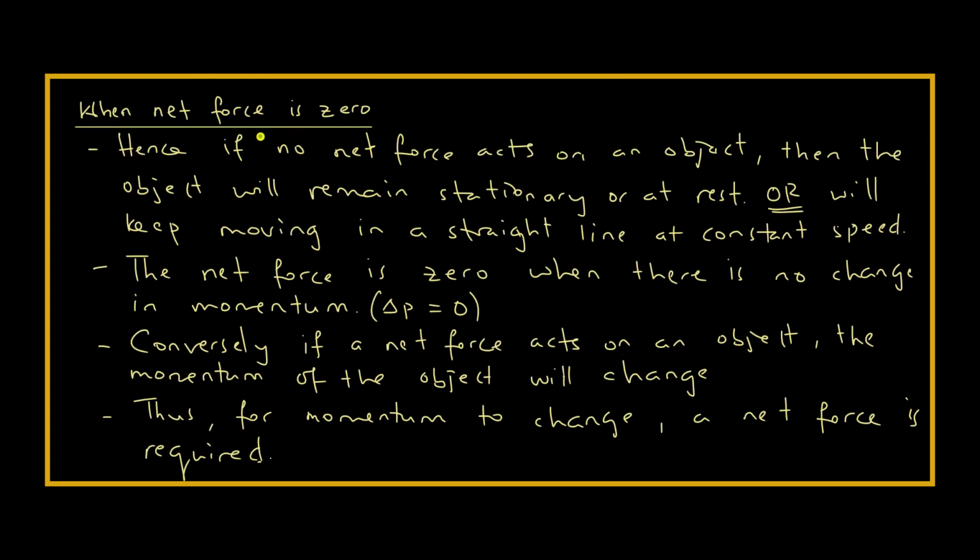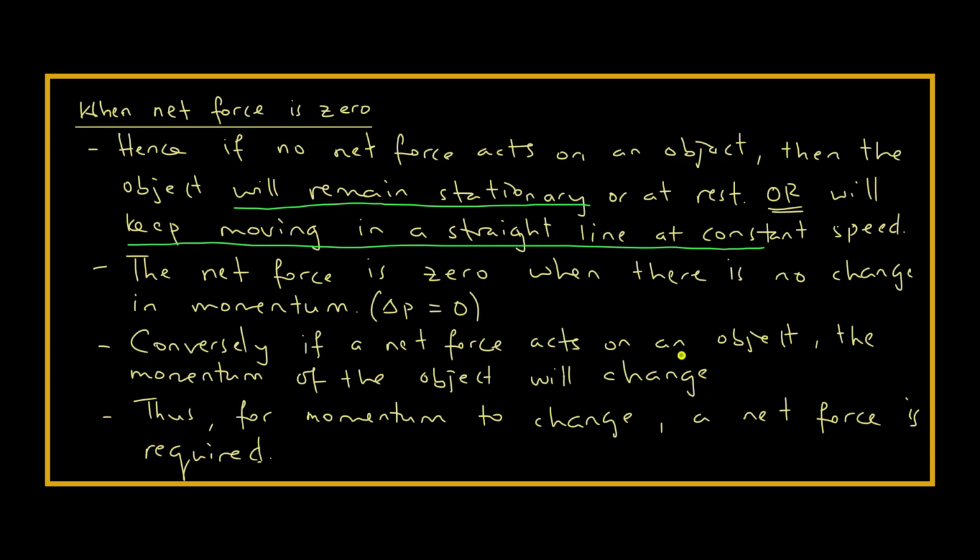But you can have an instant where the net force is 0. If the net force is 0, then the object will remain stationary. This is our Newton's first law. It will remain stationary or at rest, or it will keep moving in a straight line at a constant speed, or you can say at a constant velocity. The net force is 0 when there is no change in the momentum. So if our delta P is 0, then the net force is 0.